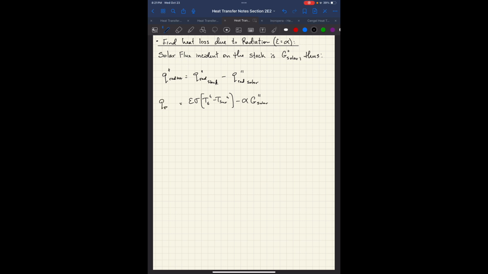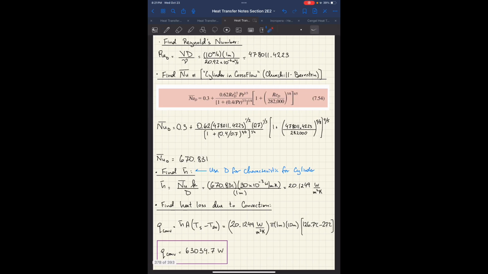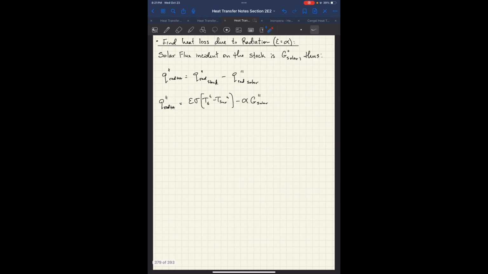Now keep in mind that all this is a flux. So if you want to get just Q by itself, this is important, this is a flux. So if you want to combine it with convection, you have to convert the flux into just regular Q. In other words, just convert it into watts. So we've got to multiply the whole radiation by surface area. To get rid of the double prime, we multiply by surface area, and we end up with the following.